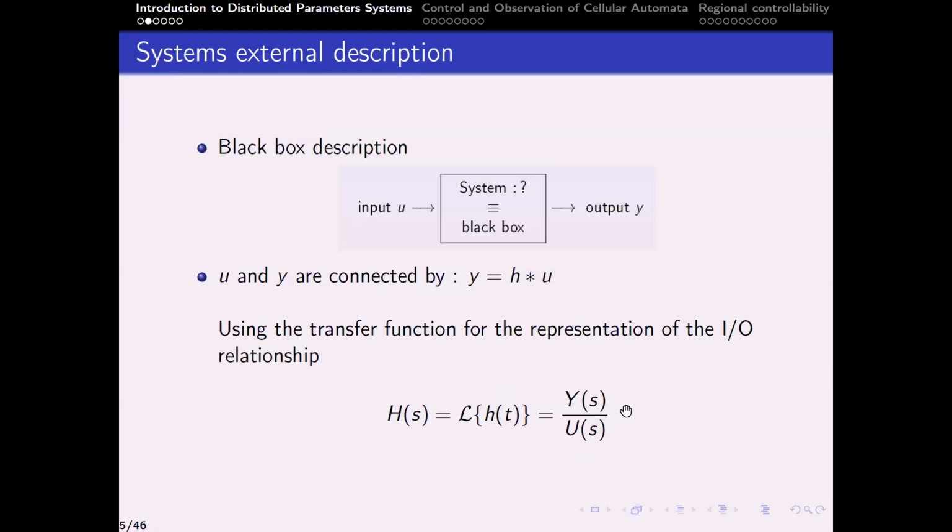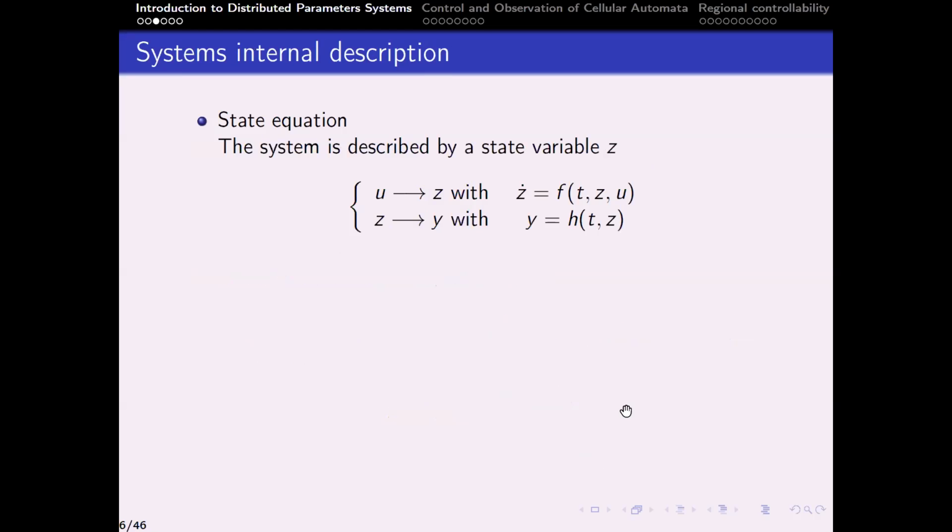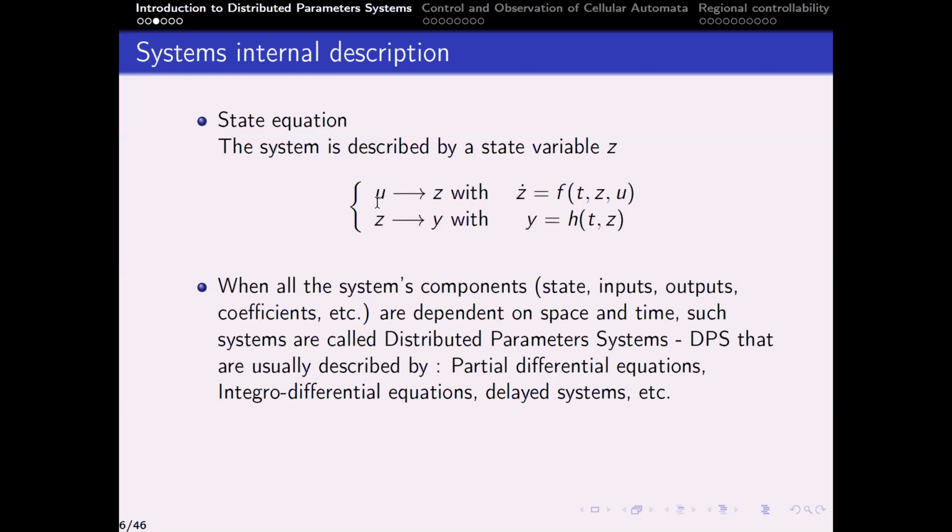And if we want to really analyze the internal state of the system, we should go further and go to what we call the internal description with the state equation. This is done through a state variable: we have the input which gives the internal state of the system, and after that we have the response and the output. And we have some functions f and h, which depend on t, z, and u, and on all the variables.